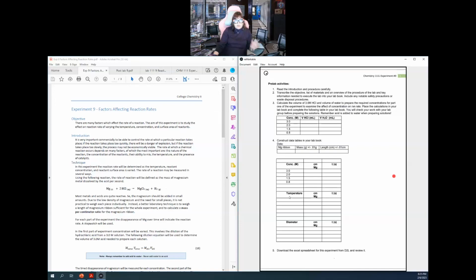We have our concentrations. There are 4 concentrations we're going to look at. There are 4 temperatures that you want to be looking at, and then there are 4 diameters that we're going to want to look at. And so we want to make sure that we're looking at those things appropriately.